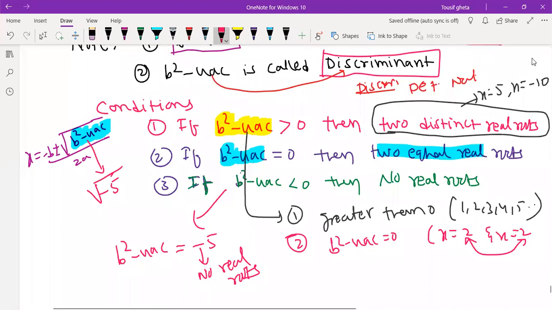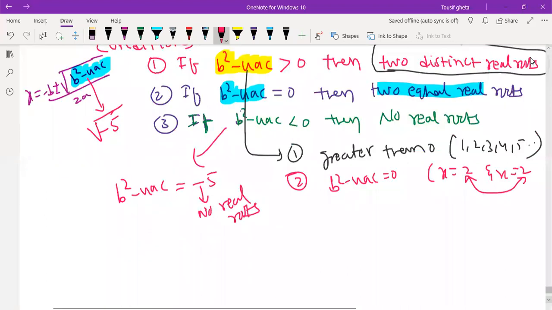Understood? Who decides the nature of roots? Discriminant. In the discriminant, should we put the root or is there no need to put the root? No need to write the root here.